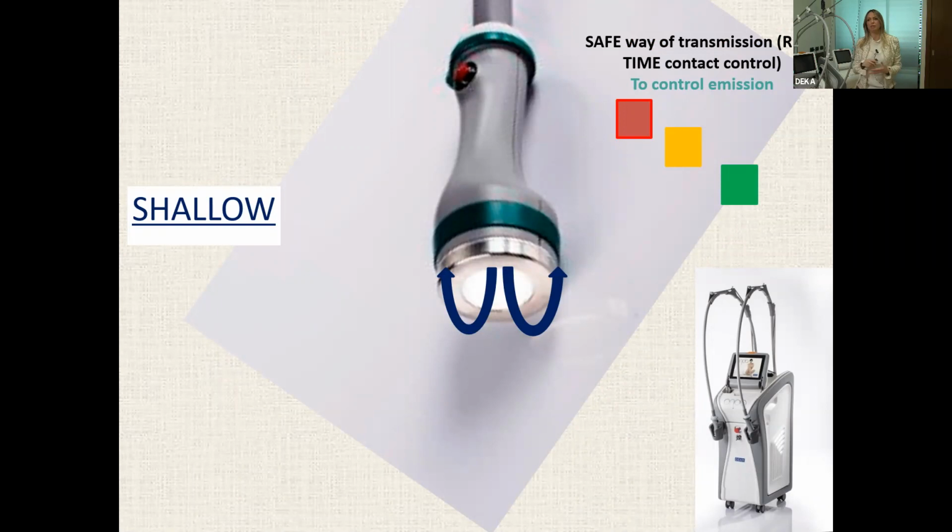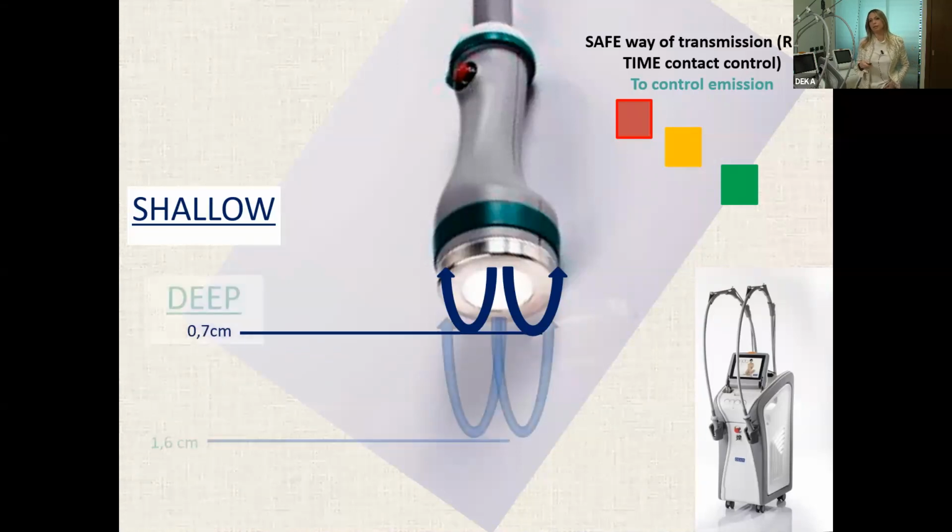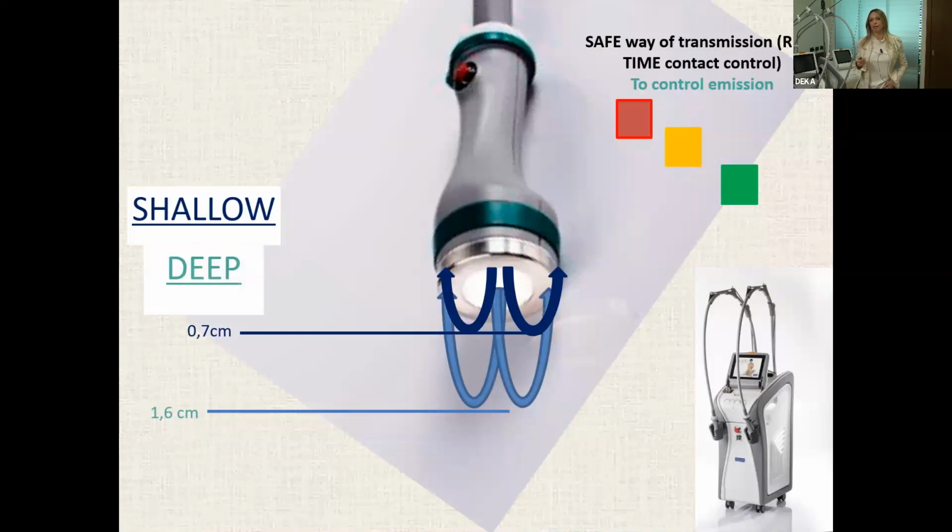The light becomes yellow when I'm losing energy, so I need to fix my position. And the red light means no contact. These are the two penetrations, 7 mils and 16 mils, with deep and shallow handpiece.